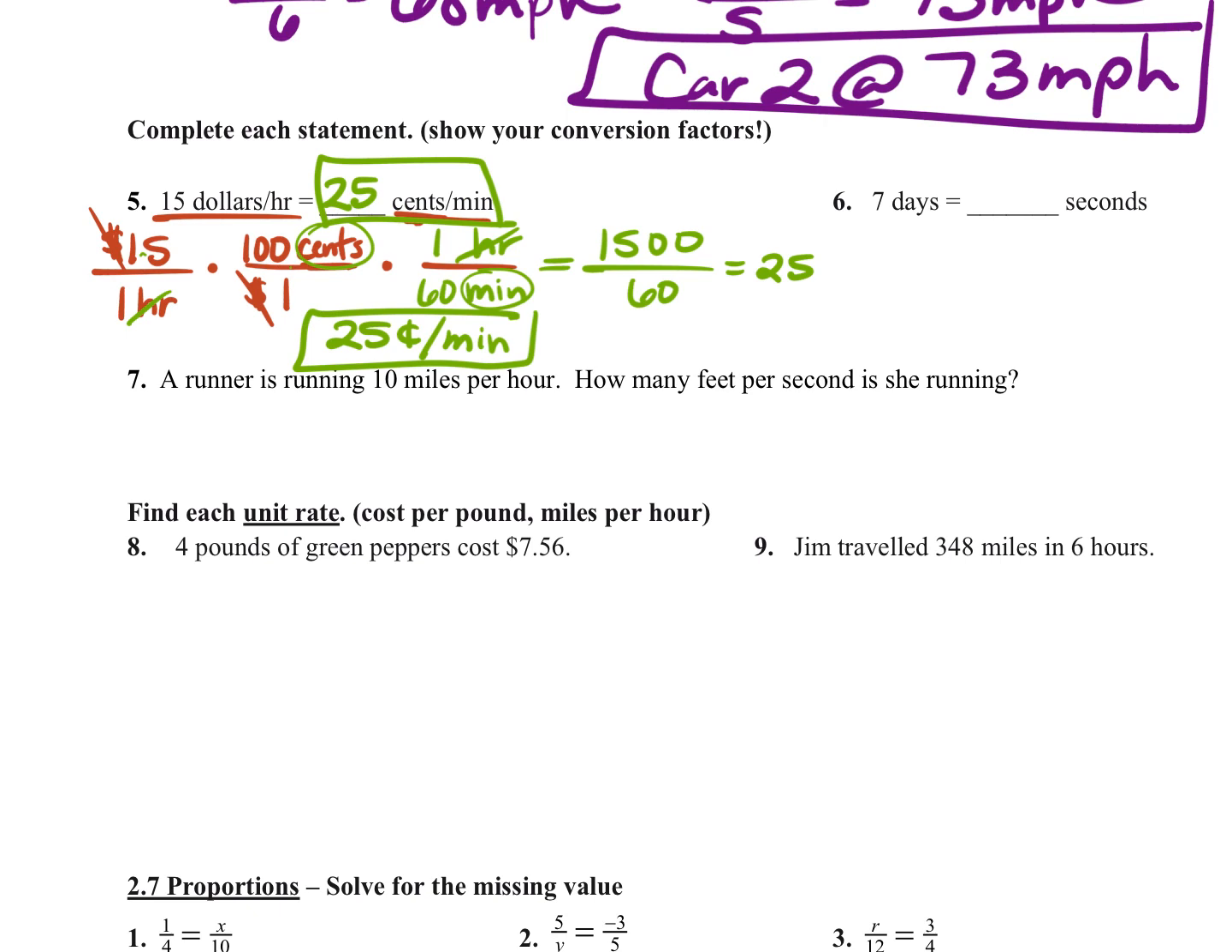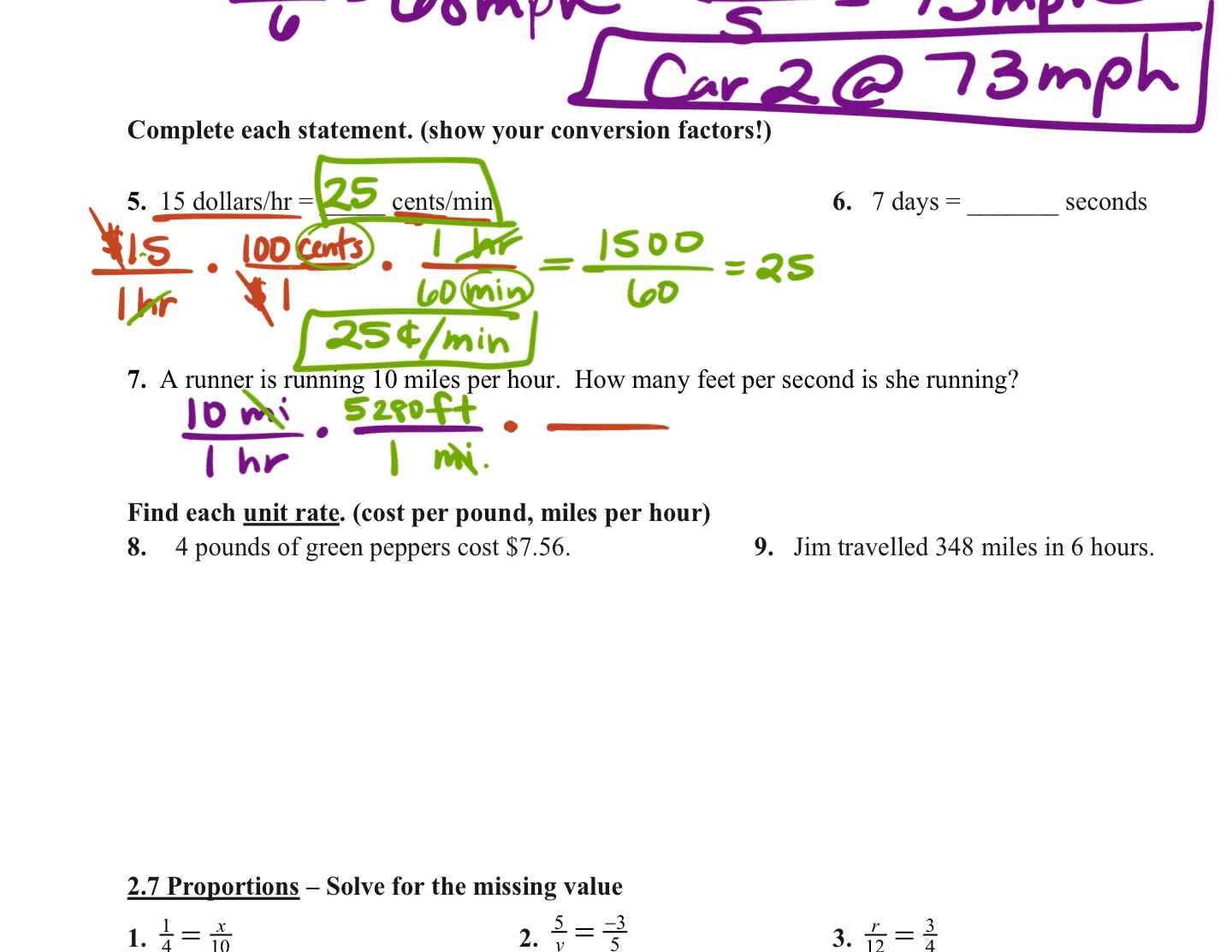Okay, let's do number 7. 10 miles per 1 hour, right? 10 miles per hour would look like that. We want feet per second. Who remembers miles to feet? 5280. So where does feet go? Feet goes on top because miles has to go on bottom to cancel out. So 1 mile is 5,280 feet.